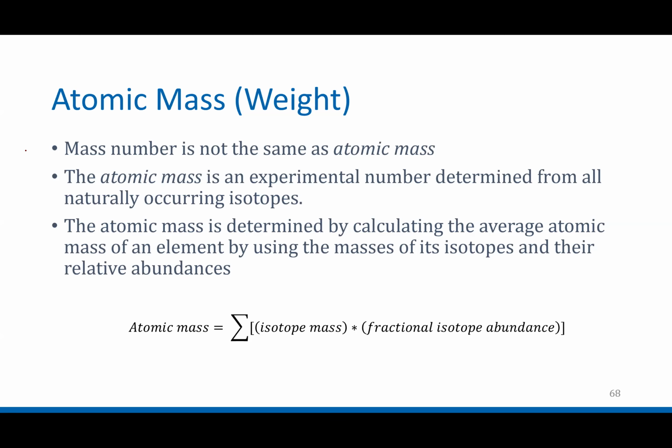Very important note: mass number is not the same as atomic mass. Mass number is protons plus neutrons. It is a whole number. Atomic mass will have decimals. Now, that is not the definition of them, not by any means, but that's how you can tell the difference.